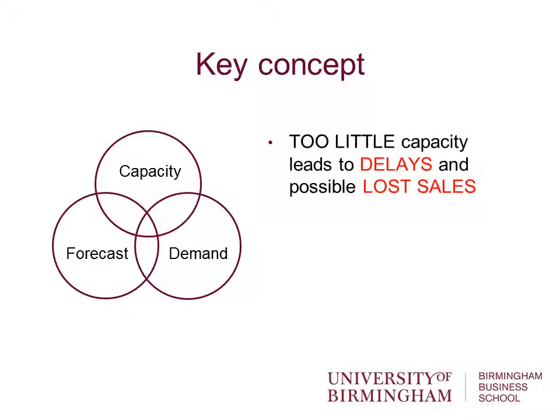Key problems are that too little capacity means we have delays on the one hand. So if you have too little capacity, you can only produce a certain amount of product or deliver a certain number of services in any given period of time, and customers will have to wait for the products or services. That's a delay, or they will seek to find replacements elsewhere from other organisations, and that is possible lost sales. Too much capacity means we have additional costs because we have facilities and capabilities, resources which are being unused.